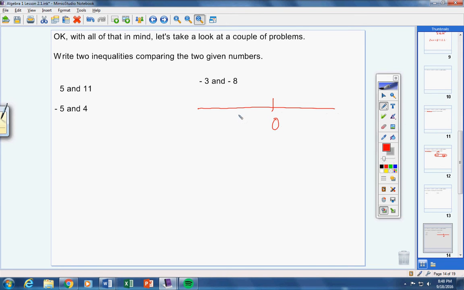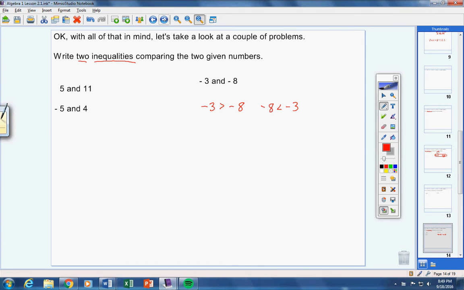Here's 0, here's negative 8, and here's negative 3, right? Negative 1, 2, 3, 4, 5, 6, 7, 8. Which one of these two numbers is further to the right? Negative 3. So which number is bigger? Negative 3, not negative 8. So I would say negative 3 is greater than negative 8. And I would also say negative 8 is less than negative 3. And there's your two inequalities. Okay? So if you have to, use the number line to make sure you know which number is further to the right and which number is further to the left.